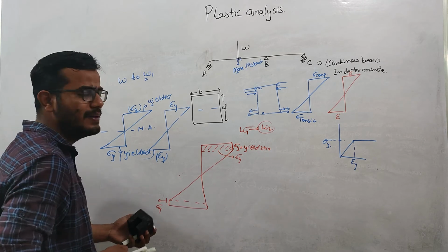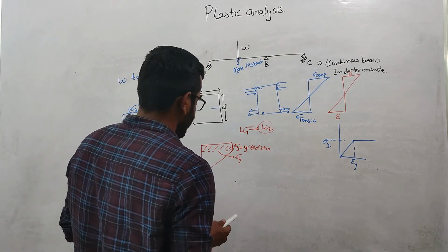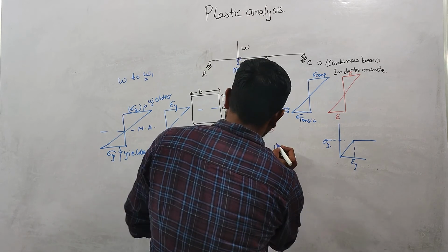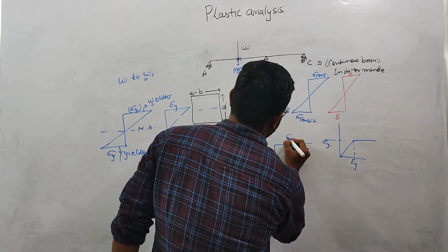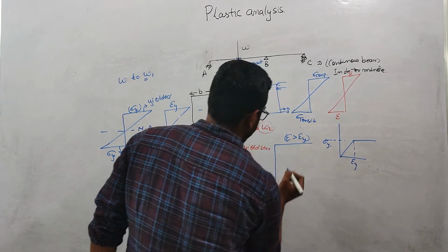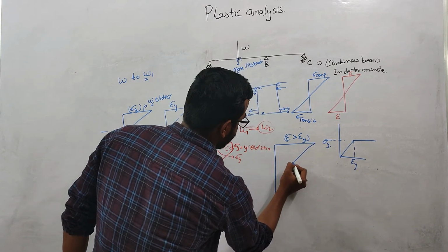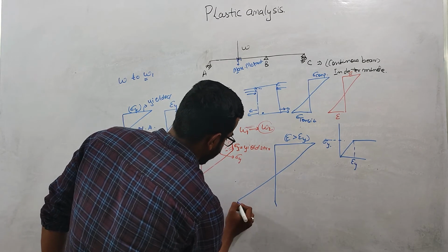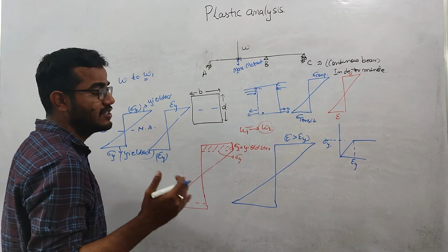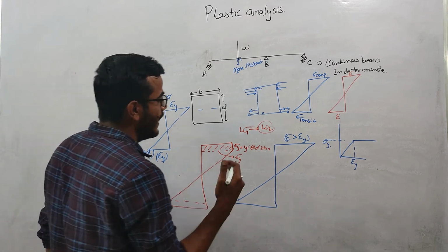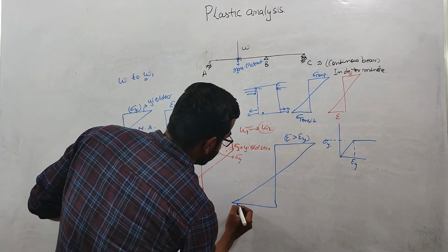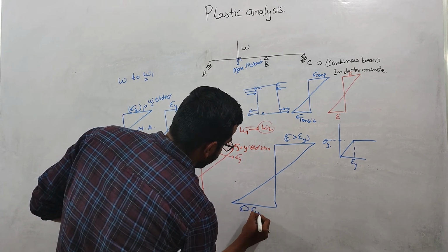So this is the case when W1 is increased to W2. Now what will the strain diagram be? The strain diagram will again look like this. This fiber's epsilon has exceeded epsilon y. Similarly, the strain diagram is linear, because we have one assumption that plane sections remain plane after bending. So the strain distribution should be linear. Here also the epsilon should be greater than epsilon y.